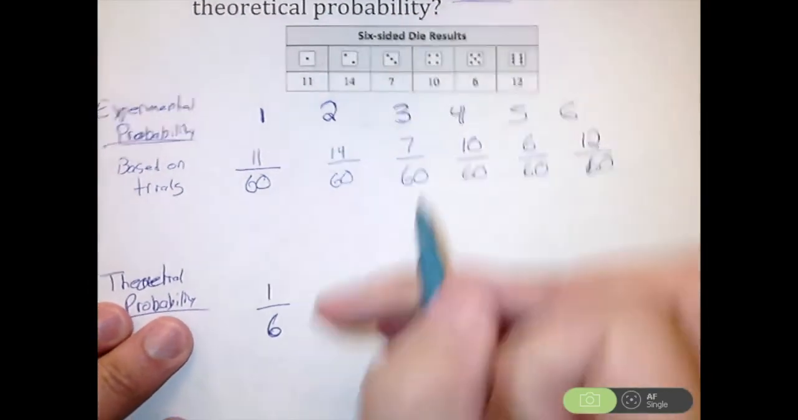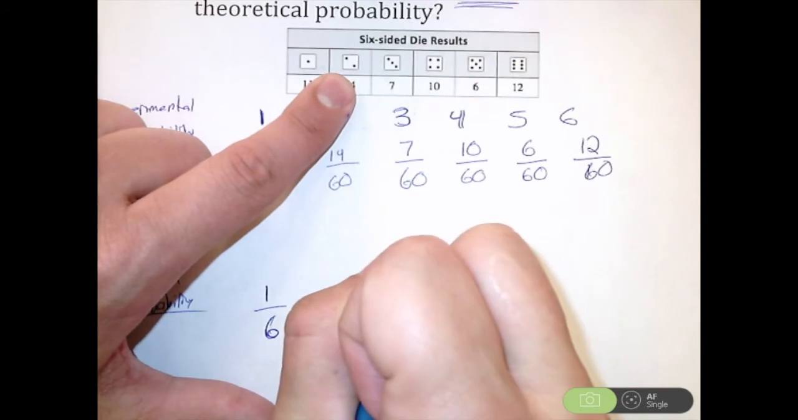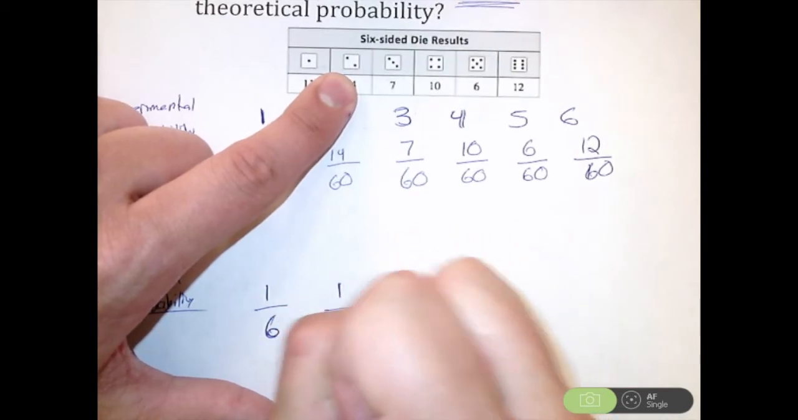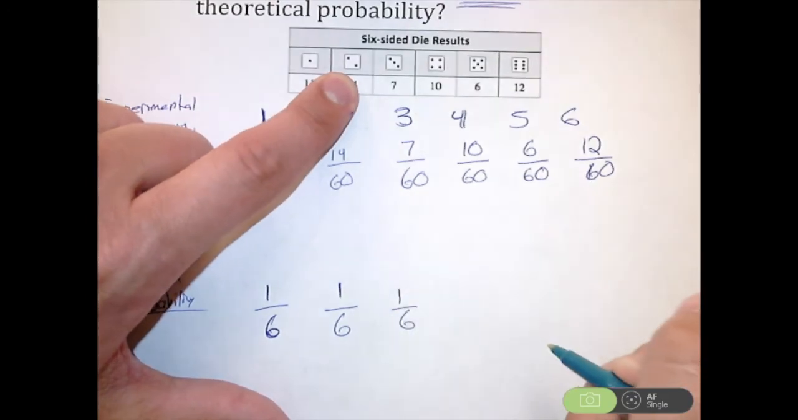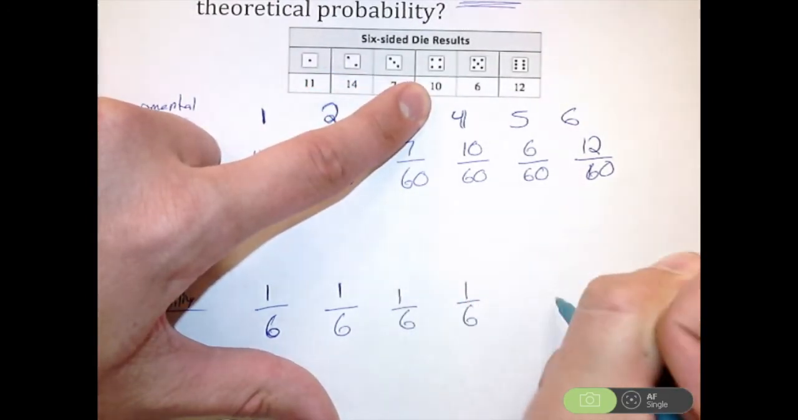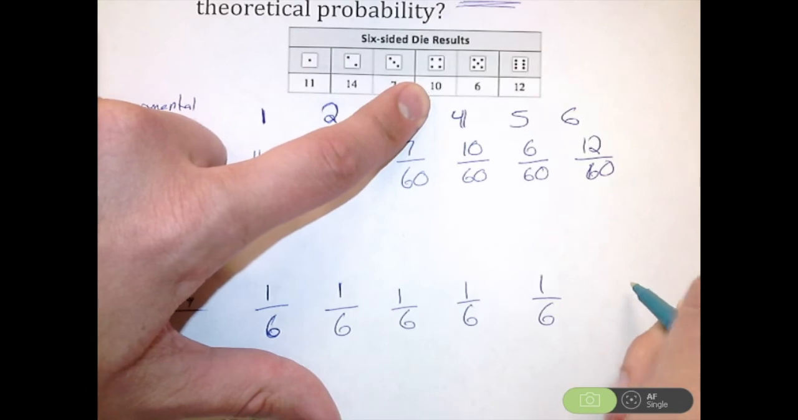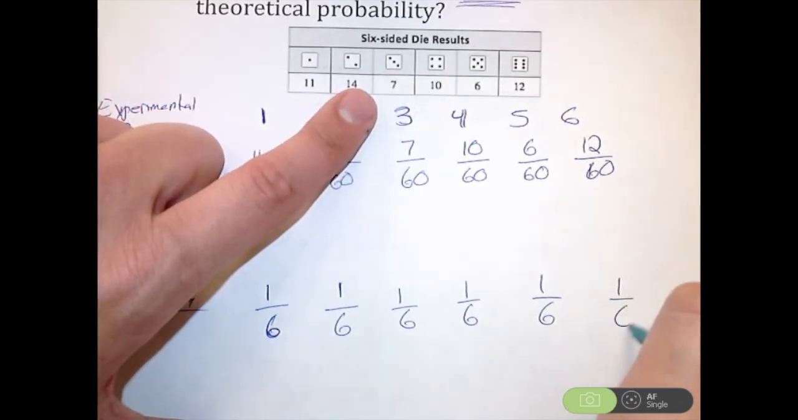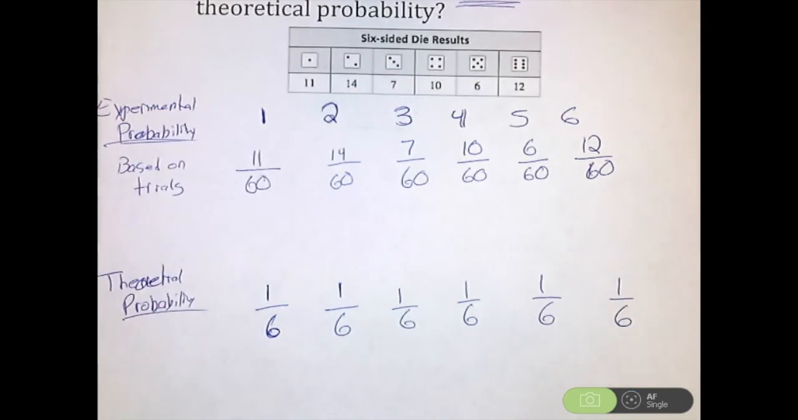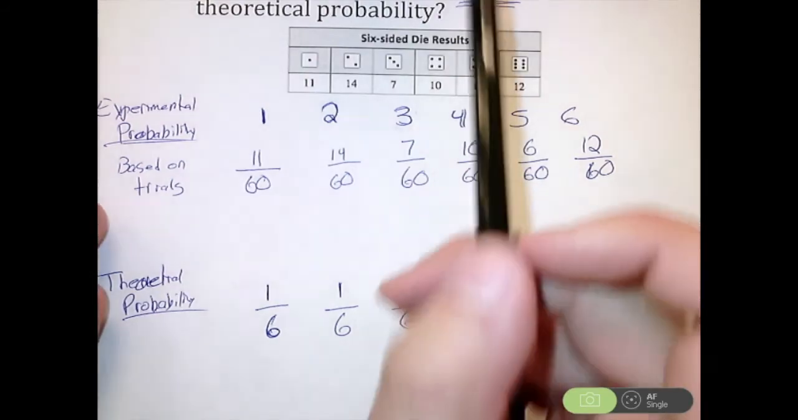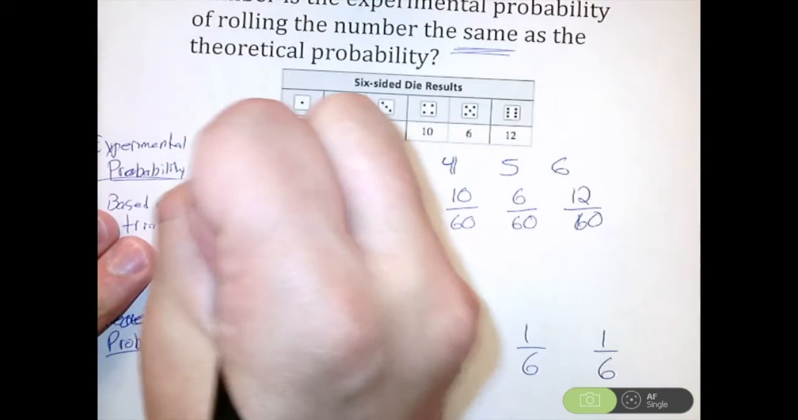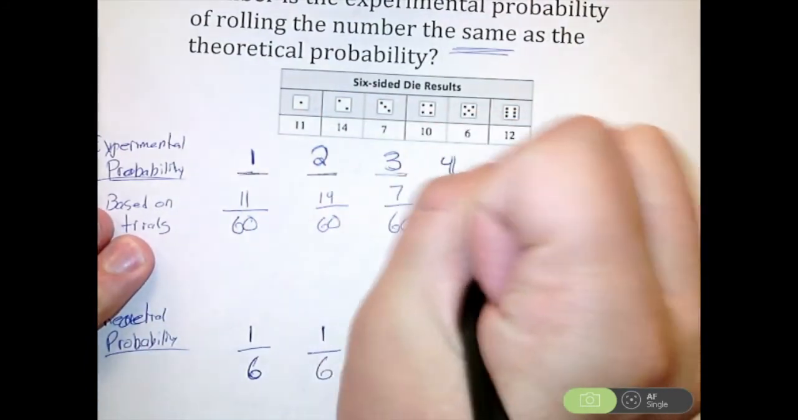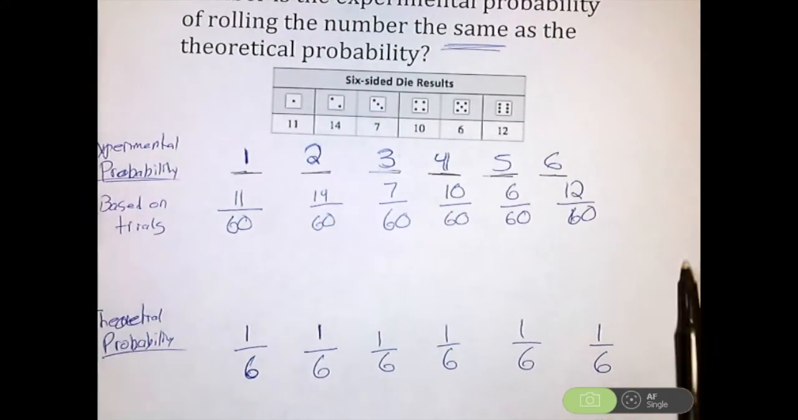Now moving on to 2. What's the chance that you roll a 2? Well, you can roll a 2 one way out of 6. 3 is going to be 1 out of 6. A 4, you have a 1 in 6 chance. A 5, a 1 in 6 chance. And a 6, a 1 in 6 chance. So they want to know for which number, which die roll, 1, 2, 3, 4, 5, 6, do we ever get the same experimental probability and theoretical probability?